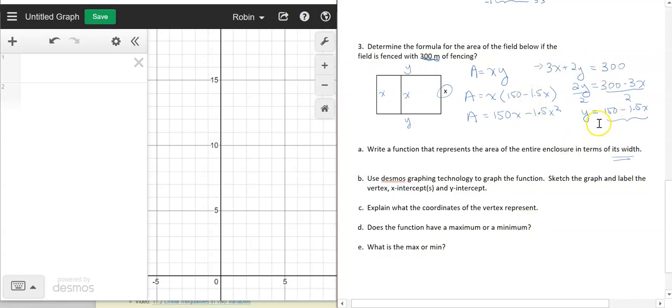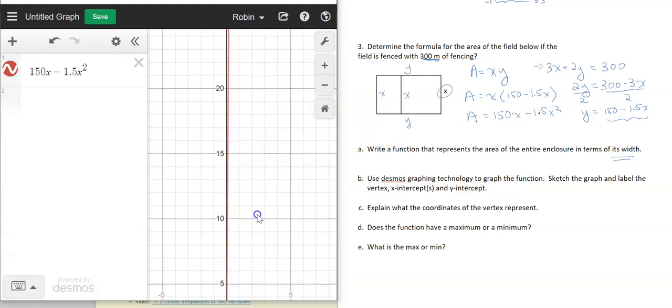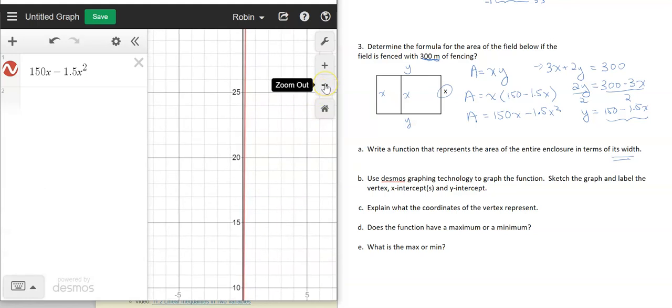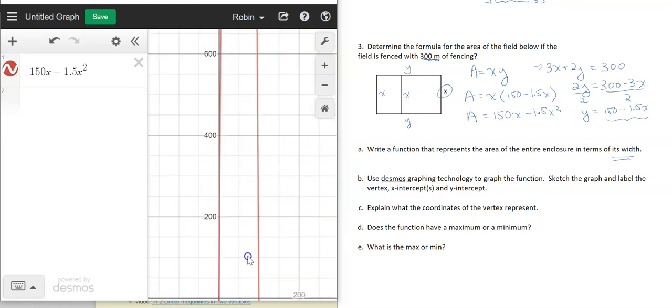Okay? So now that I have this function, I'm going to type this in over here, and I'm going to get 150x minus 1.5x squared. And I have my function, but it doesn't look like a parabola. But because it's squared, I know it has to be a parabola. So I have to start to go, well, maybe it is a parabola, and I have to zoom in or out and try to find what this looks like. So you have to kind of fiddle and look around. Oops, there's the other line of my parabola.